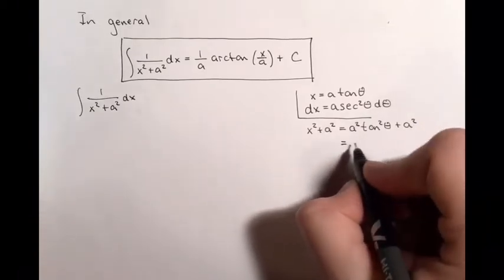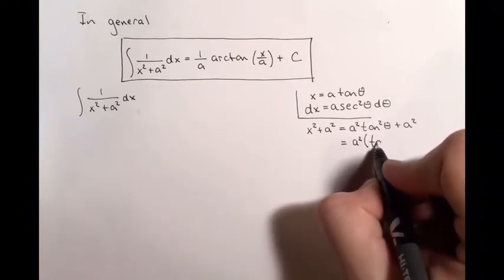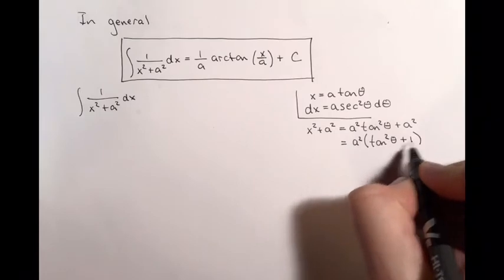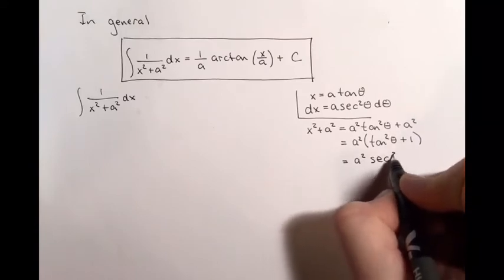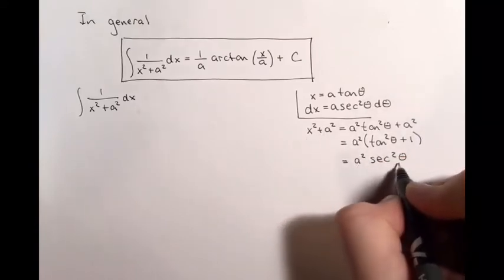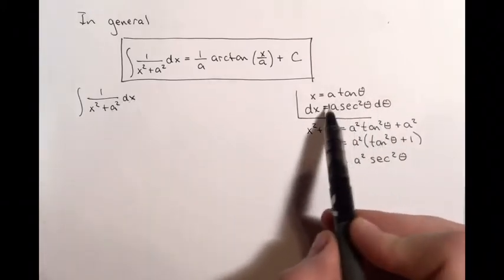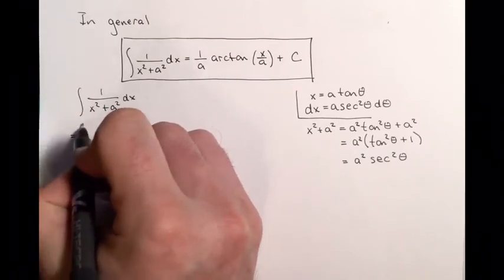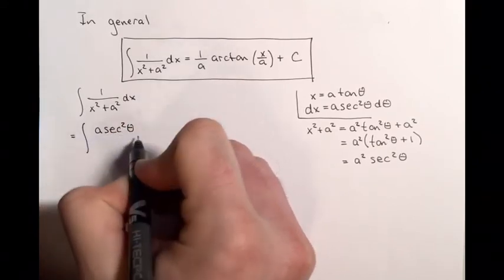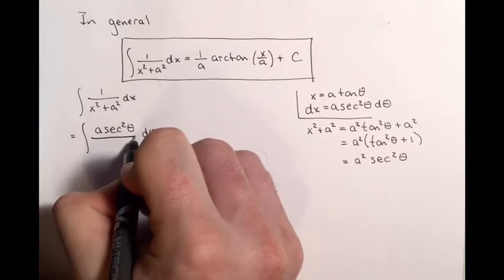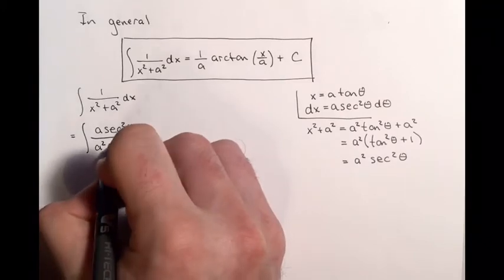plus a squared. Factor the a squared out, the same as we did in any of the other trig subs. That leaves us with tan squared theta plus 1, which is perfectly equal to secant squared, and that's why we did this trig sub. So x squared plus a squared gives us a squared secant squared theta. We'll plug that in over here, and dx is a secant squared theta. So this is going to give us, in the numerator we have a secant squared theta d theta. In the denominator, we know we end up with a squared secant squared theta.